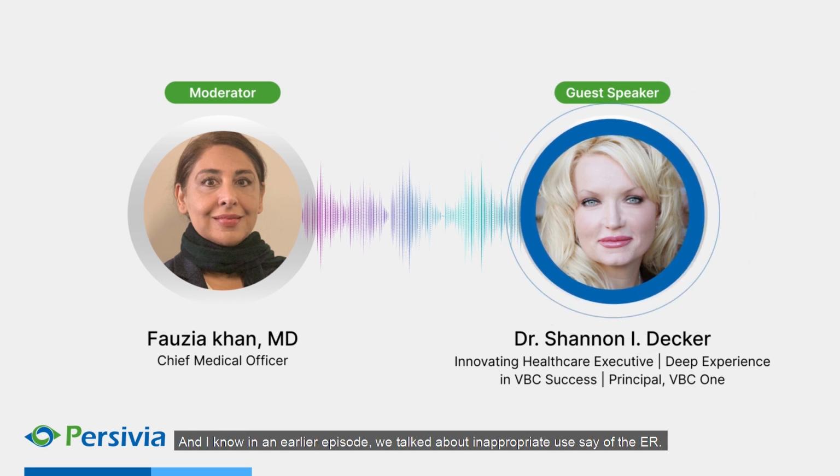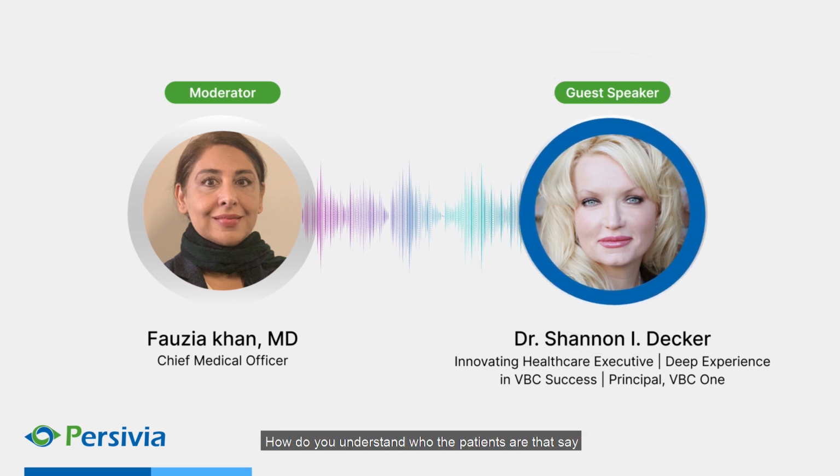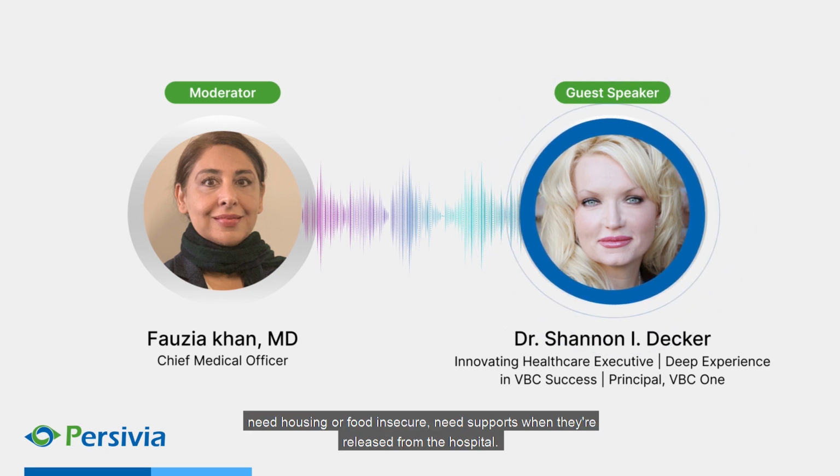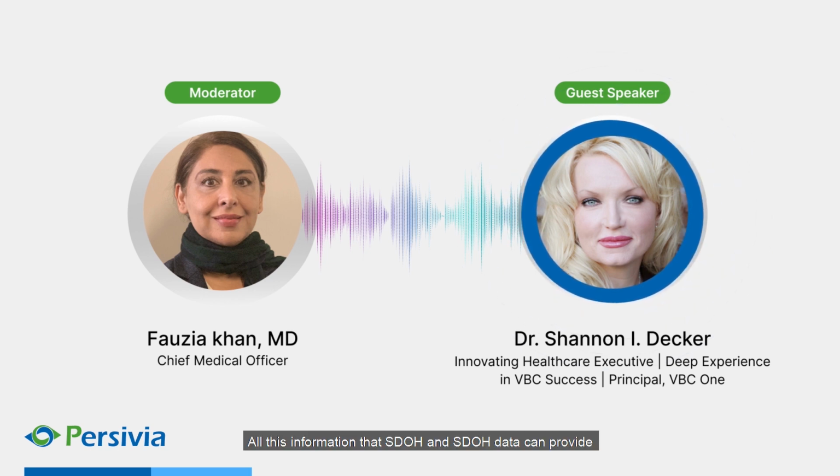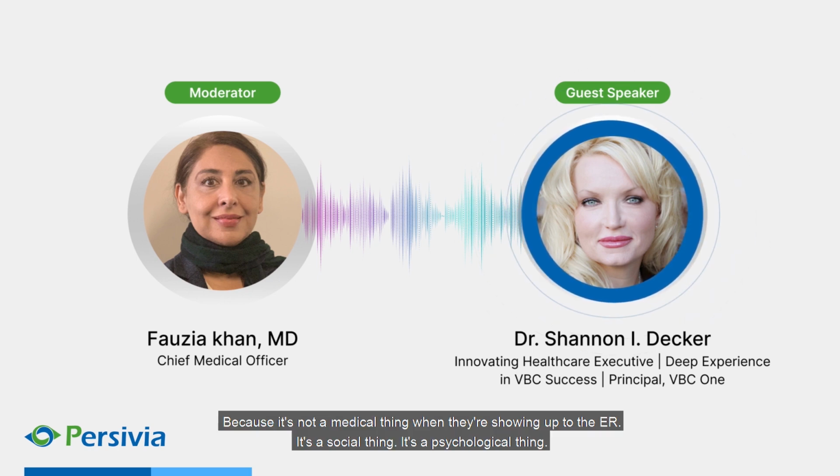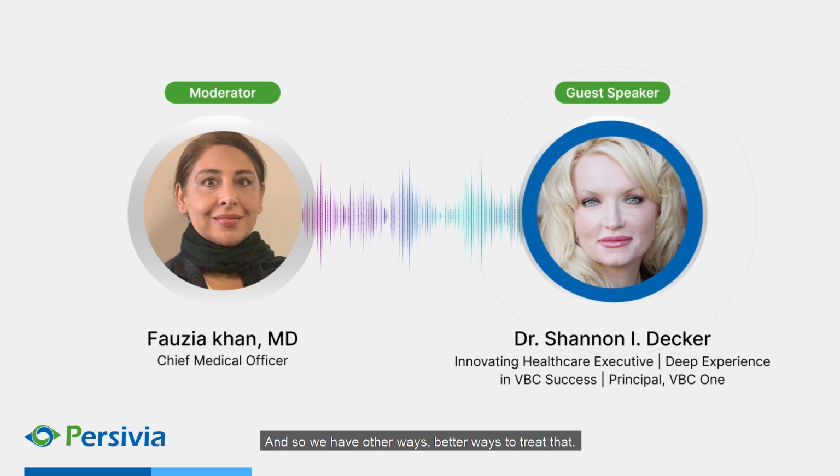And I know in an earlier episode we talked about inappropriate use, say, of the ER. How do you understand who the patients are that, say, need housing, are food insecure, need supports when they're released from the hospital? All this information that SDOH data can provide helps better the care for the patient, because it's not a medical thing, right? When they're showing up to the ER, it's a social thing, it's a psychological thing. And so we have other, better ways to treat that.